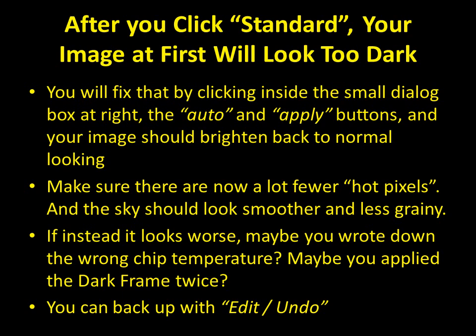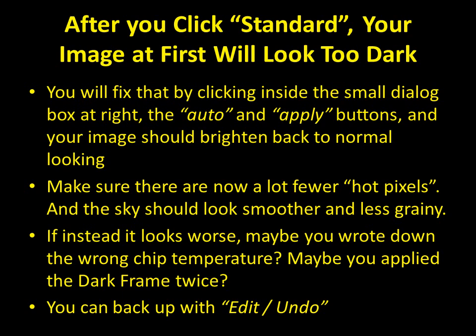So maybe you used the wrong chip temperature. If so, maybe you guessed and you didn't write down the right temperature when you're at the telescope. Then you could ask me for a different dark frame. If you have the whole folder, then you can just try and choose a different dark frame. Definitely choose a dark frame that gives you the results that you should have, which is most of the hot pixels should disappear and your sky should look a lot less grainy.